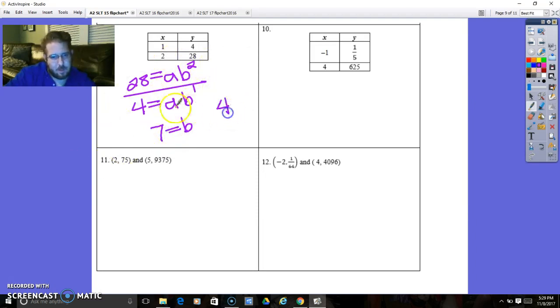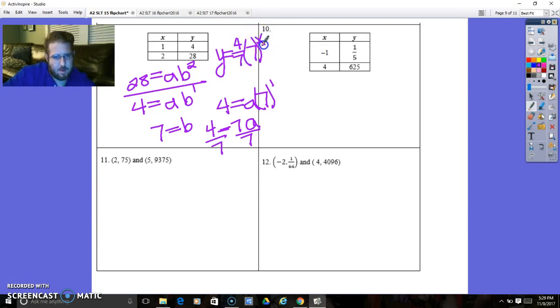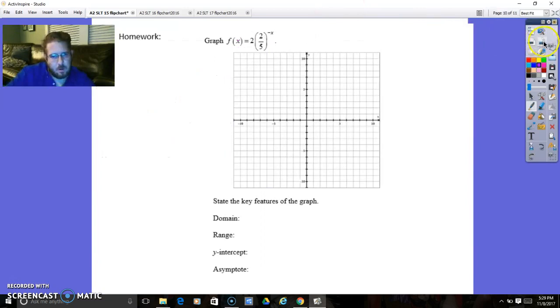So I'm going to put it into the one that looks easier on the bottom. 4 equals a times 7 to the power of 1. 7 to the power of 1 is 7. Divide both sides by 7, so 7a equals 4, divide by 7, means a is 4/7. Alright, so I can construct the equation. Y equals 4/7 times 7 to the power of x. Okay, getting to the homework.